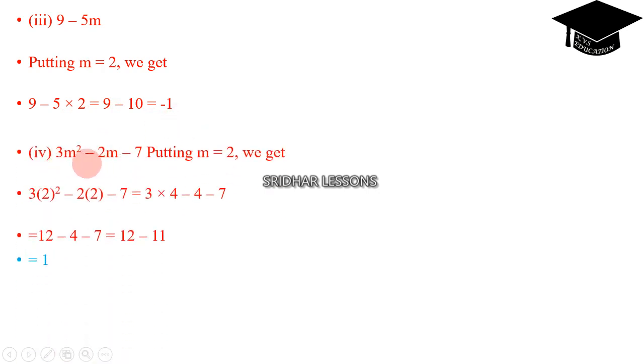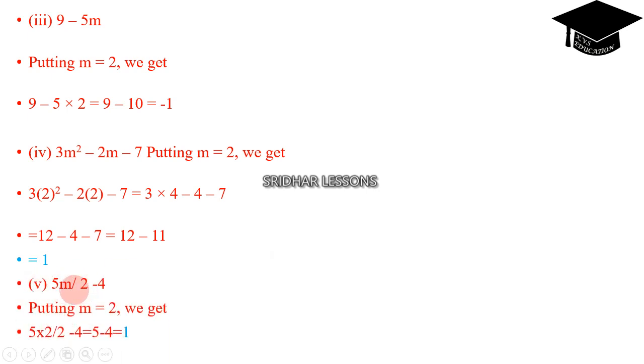For the fourth one, 3m square minus 2m minus 7. So we have to put 2. 3 into m square means 2 square, minus 2m means minus 2 into 2, minus 7. That is 3 into 4 minus 4 minus 7. That is 12 minus 4 minus 7. That is 12 minus 11 is equal to 1. Okay. Simplifying, just simplification.